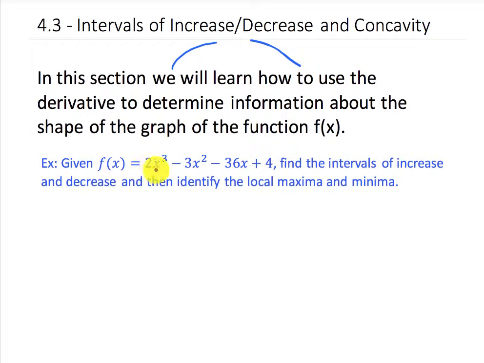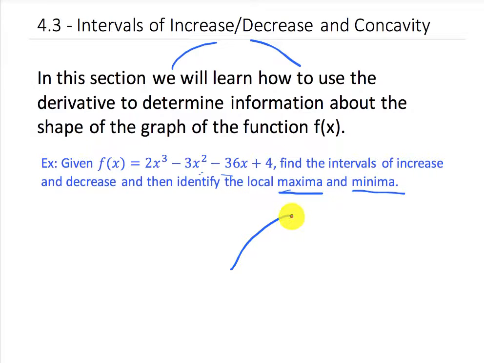We have this function 2x cubed minus 3x squared minus 36x plus 4, and we want to find the intervals of increase and decrease. And then from there, we're actually going to be able to identify the maxima, minima, or a maximum, minimum, singular. So how are we going to do this? Well, once we decide where this function is increasing, we know the critical values are where the derivative is 0, and those are going to be turning points possibly.